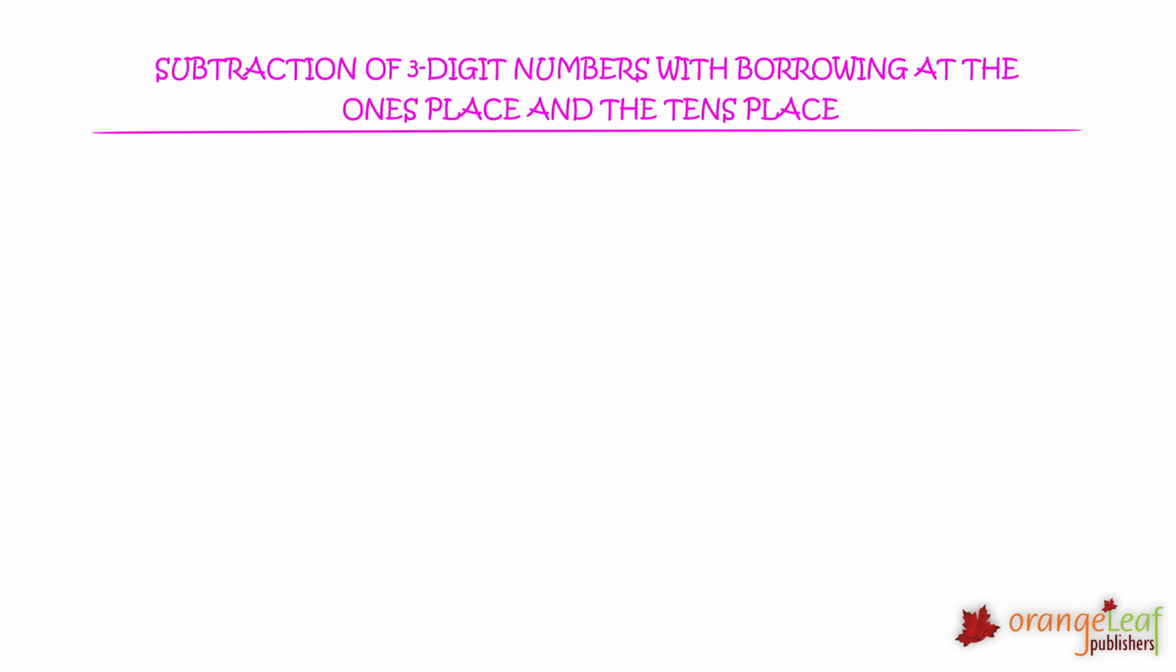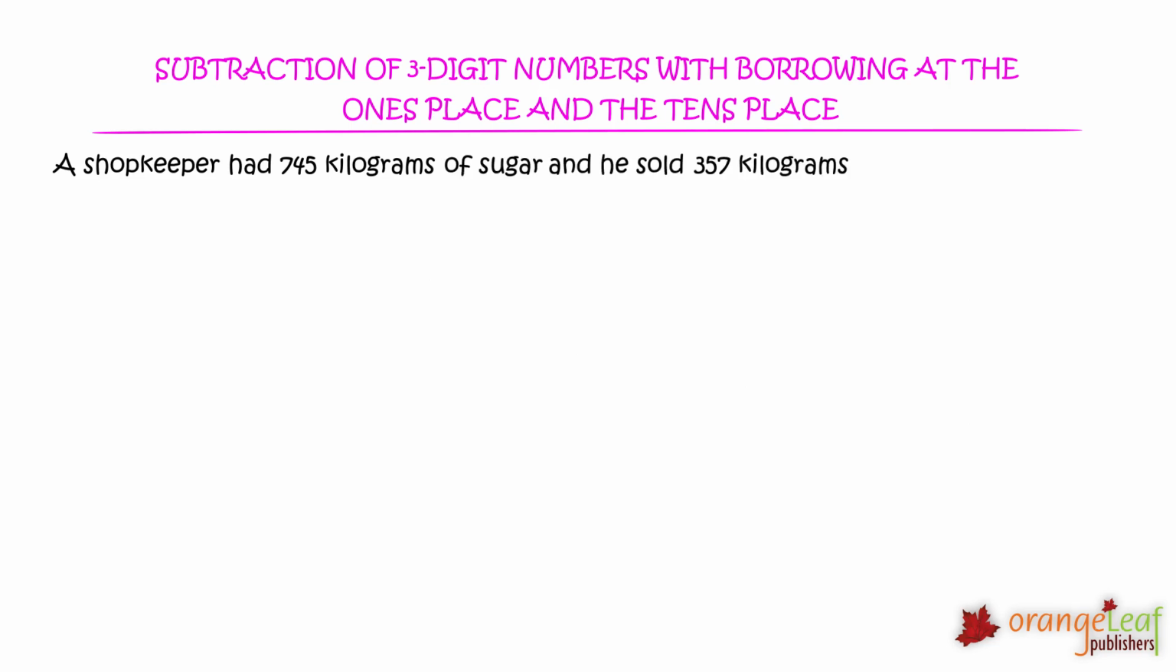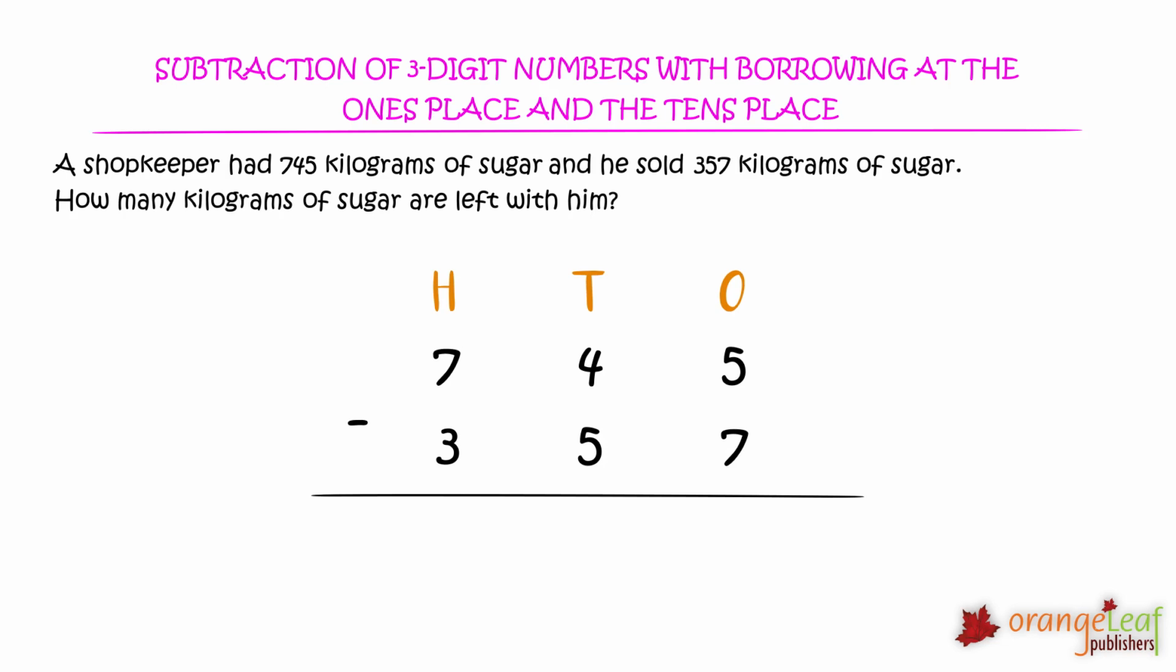Let us consider another example. A shopkeeper had 745 kilograms of sugar and he sold 357 kilograms of sugar. How many kilograms of sugar are left with him? Since there are not enough ones, borrow 1 ten and regroup it into ones. Step 1. Subtract the ones, that is 15 minus 7 is equal to 8. 8 comes in the ones place.